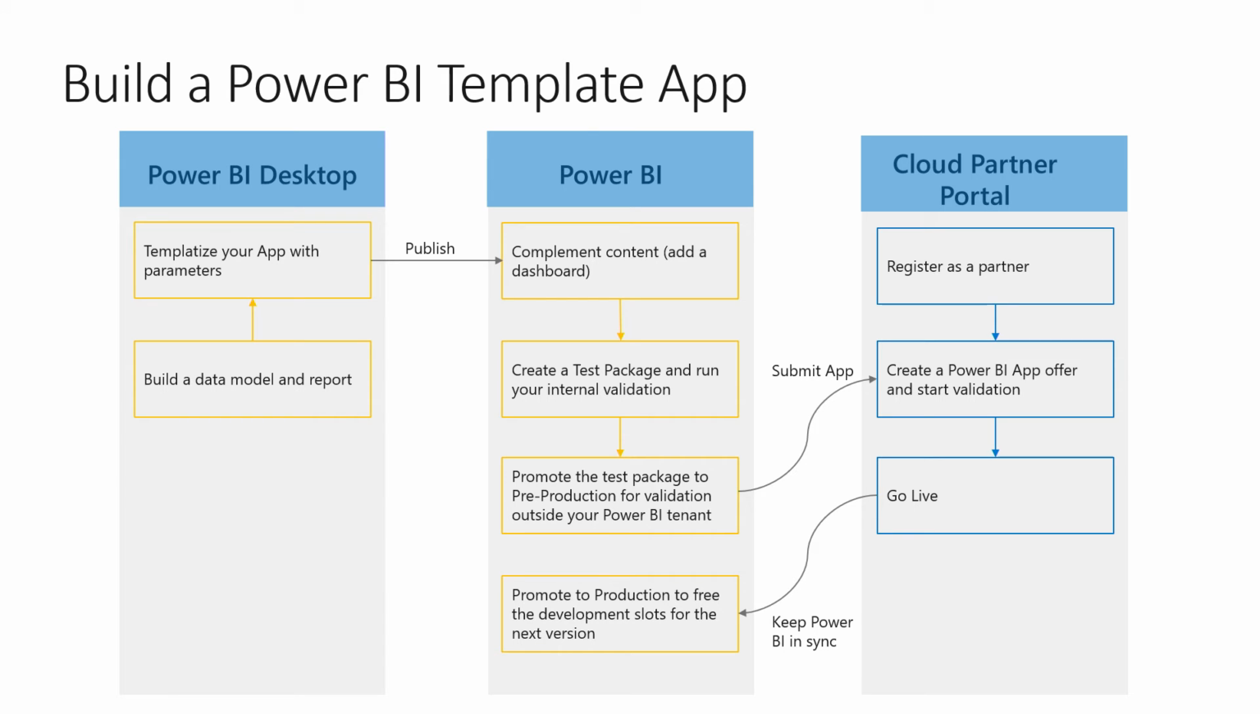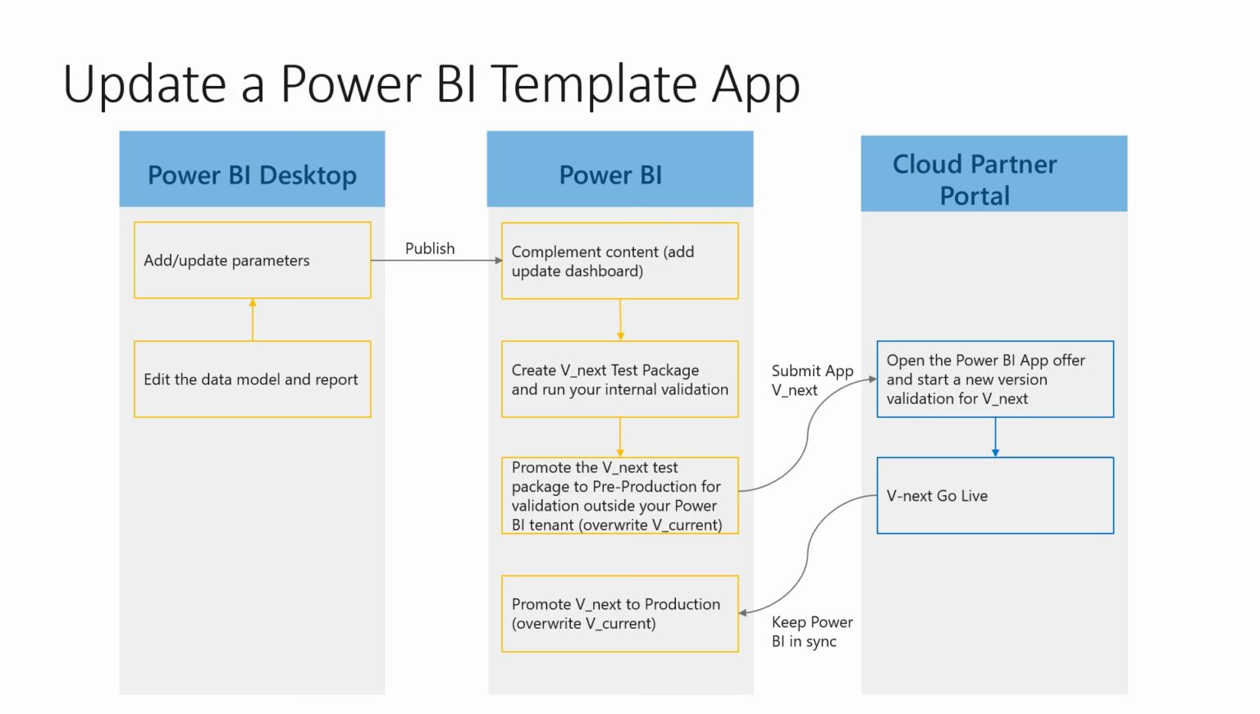Within Power BI, I maybe add a report, some reports, dashboards, create my test package, promote it to pre-production, submit it to app source, get validated, go live in app source, and then promote it to production on my side. The update is the same story. We've just seen it. I maybe modify some content and start the whole cycle again.